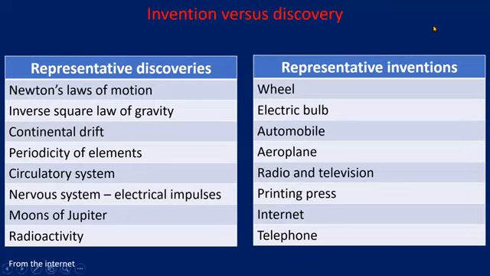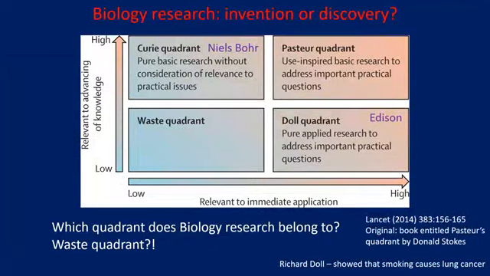But when you think about the biology, and when you think about invention and discovery, where exactly does biology lie? Over here, in this figure, you can see a plot. On the horizontal axis, you have relevance to immediate application from low to high, and on the vertical axis, you have scale from low to high for relevance to advancing of knowledge.